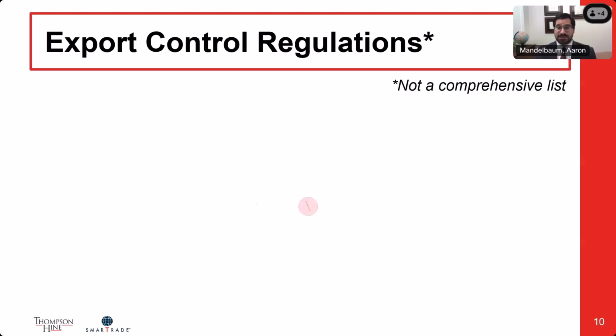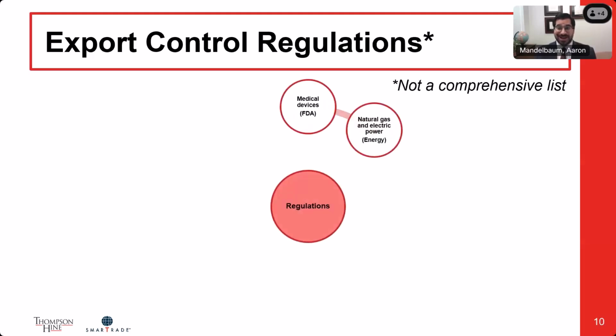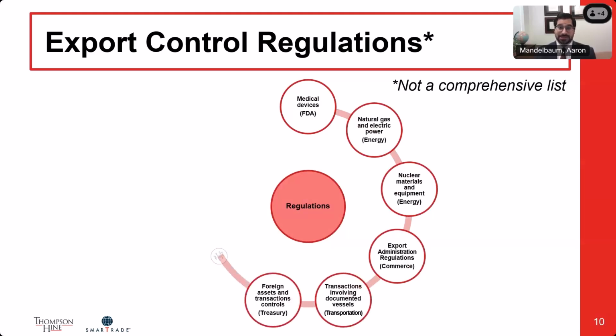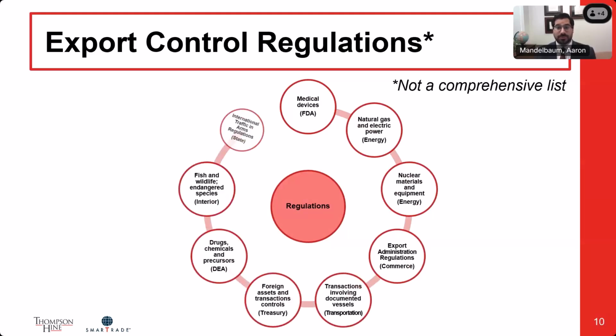And as you can see on the screen, this is not a comprehensive list of export control regulations. There are many different regimes governed by various agencies. This is just a handful of them that I found online that came to mind quickly, but this is by no means all of them. We really just want to focus on two in particular for today's conversation. The first is the Export Administration Regulations, and the second is the International Traffic in Arms Regulations.